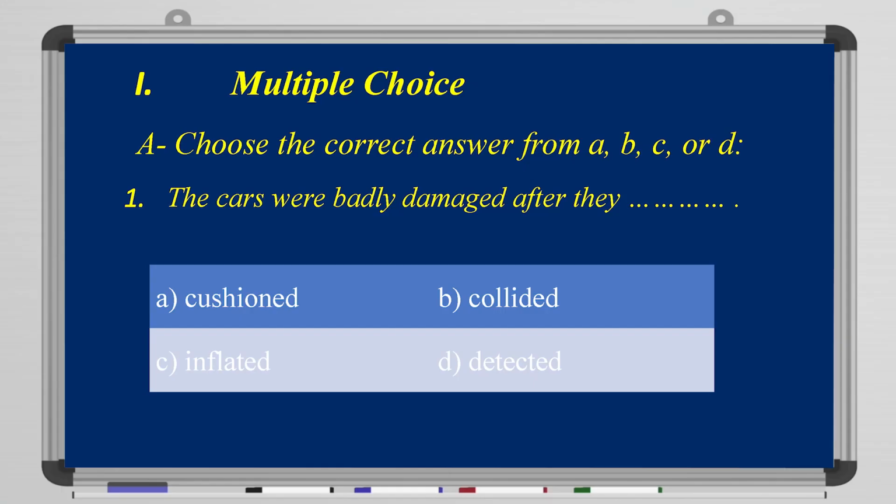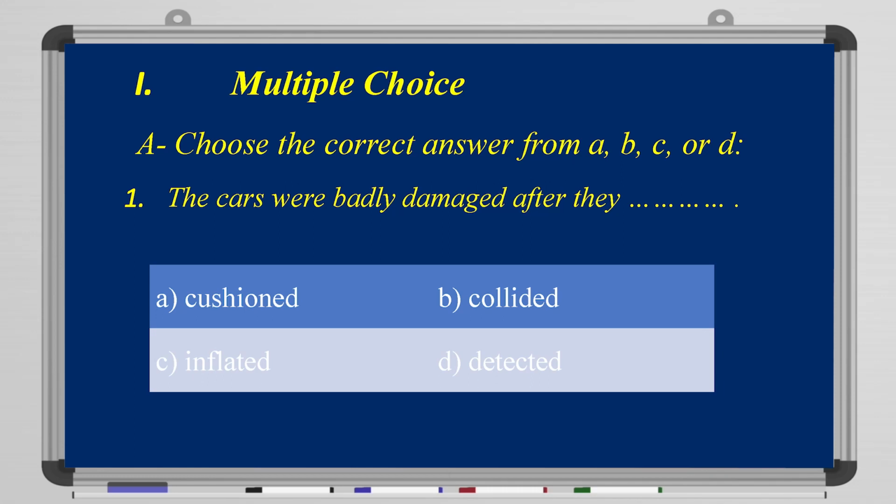Now let's take a look at the multiple choice questions. We want you to choose the correct answers from A, B, C, or D. So let's take a look at the first question. The cars were badly damaged after they blank. A, cushioned. B, collided. C, inflated. D, detected. So what do you think?